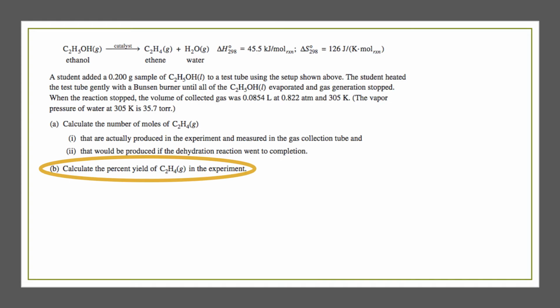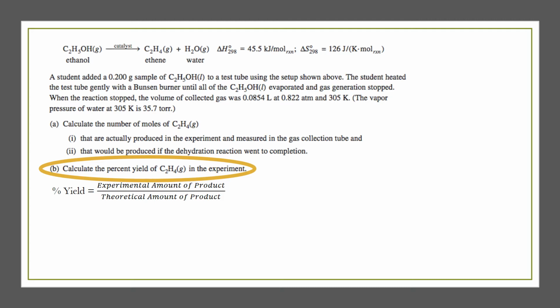Let's take a look at a real AP chemistry exam example. This comes from the 2015 free response section. As we note in part B, we can see that they ask us to calculate the percent yield of ethene in the experiment. Well, what is percent yield? Well, let's remind ourselves it's the experimental amount of product over the theoretical amount of product.